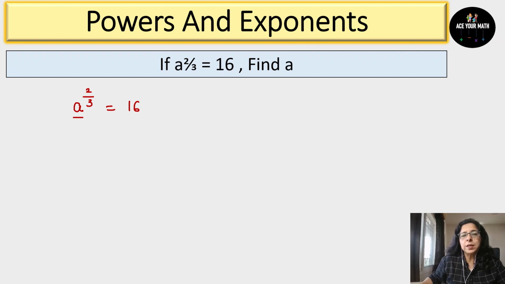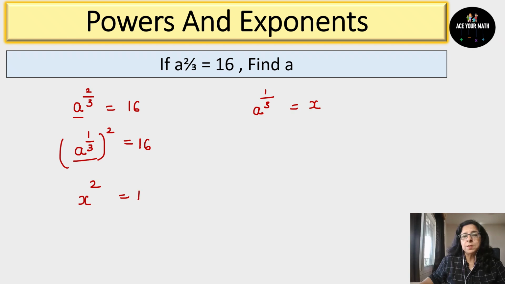So how can you write this? You can write it as (a^(1/3))^2. Now we will assume that a^(1/3) is nothing but x. Now you will replace a^(1/3) by x, so it will become x squared equals 16.